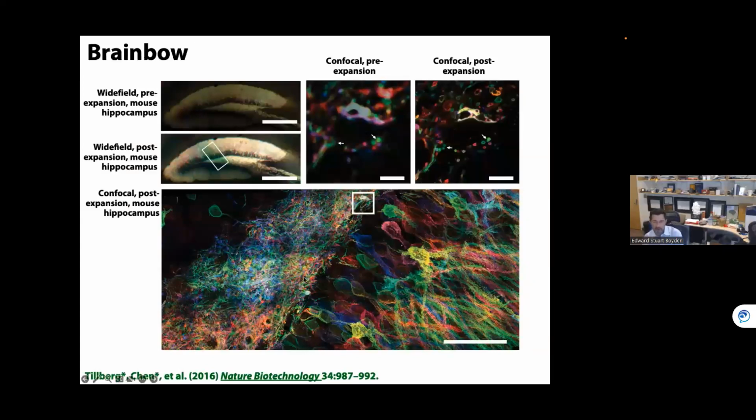We can then expand and image and look at the wiring of the brain. So this is the mouse hippocampus. We express fluorescent proteins with viruses. If you zoom in with the confocal microscope, you quickly hit the resolution limit. But if you expand first and then image, you can cleanly see the wiring of the brain.